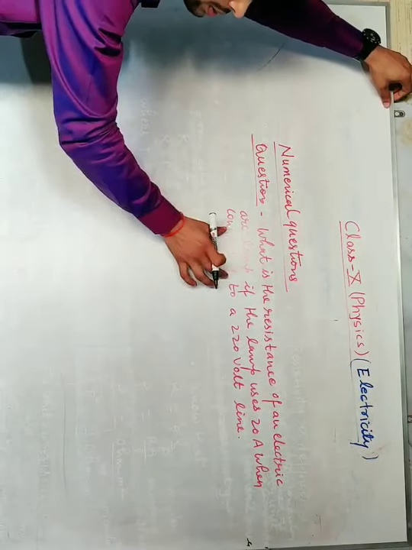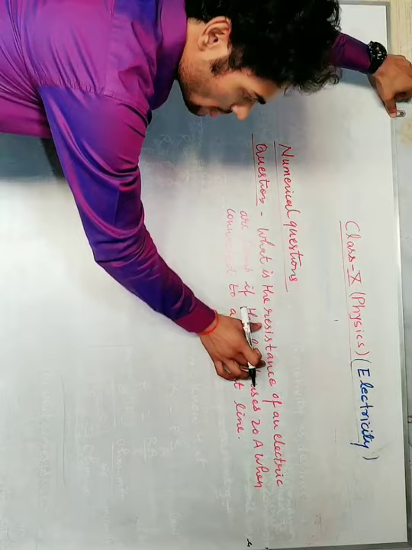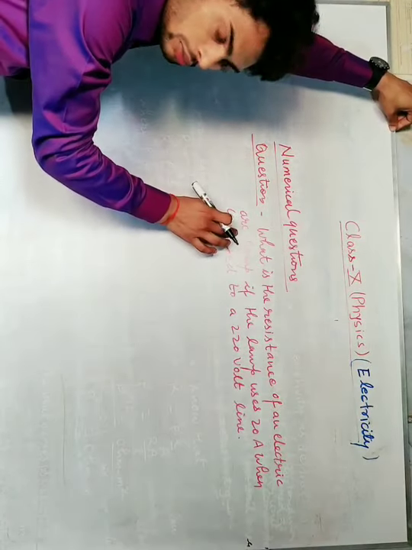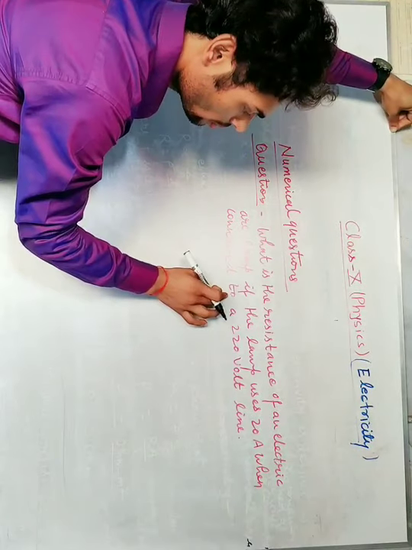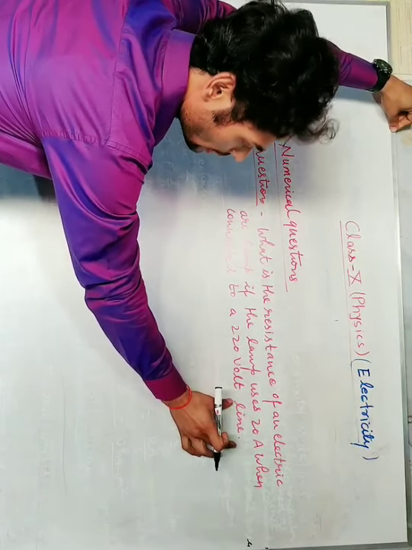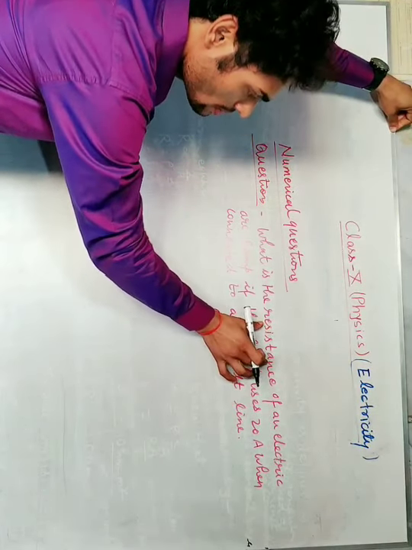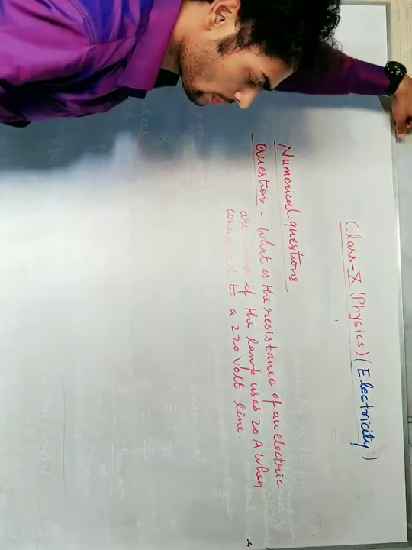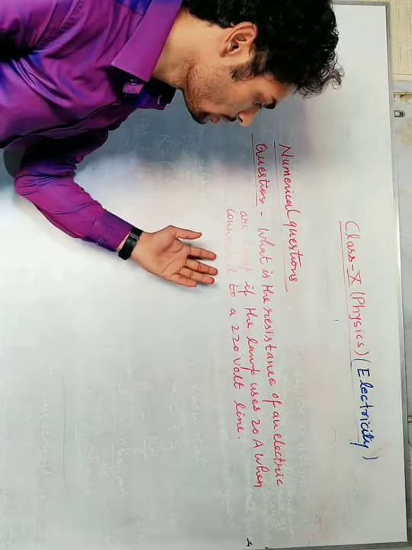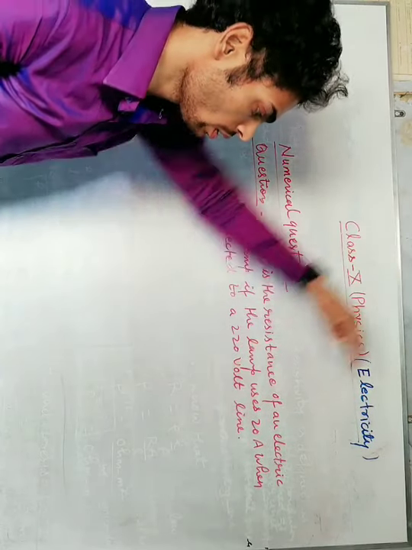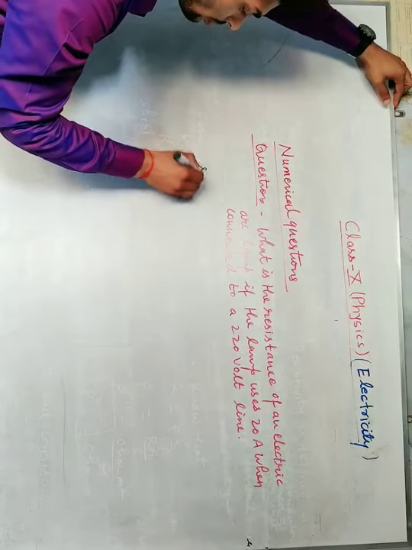Let us solve this numerical. What is the resistance of an electric arc lamp if the lamp uses 20 ampere when connected to a 220 volt line? We have to find the resistance of a lamp which uses 20 ampere current and which is connected to 220 volt line. So solve.